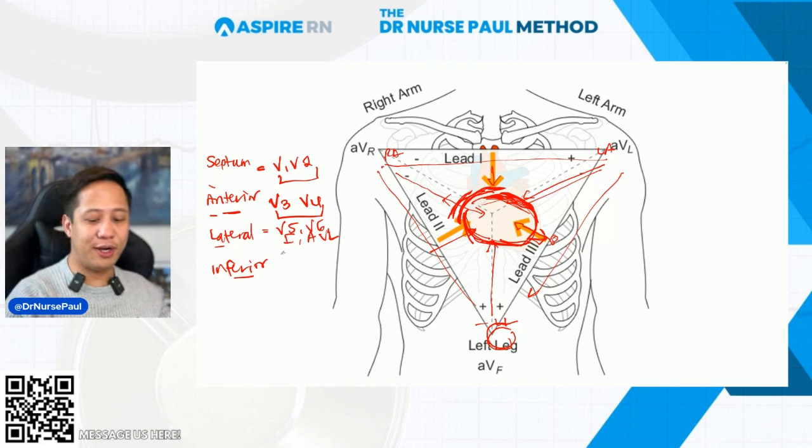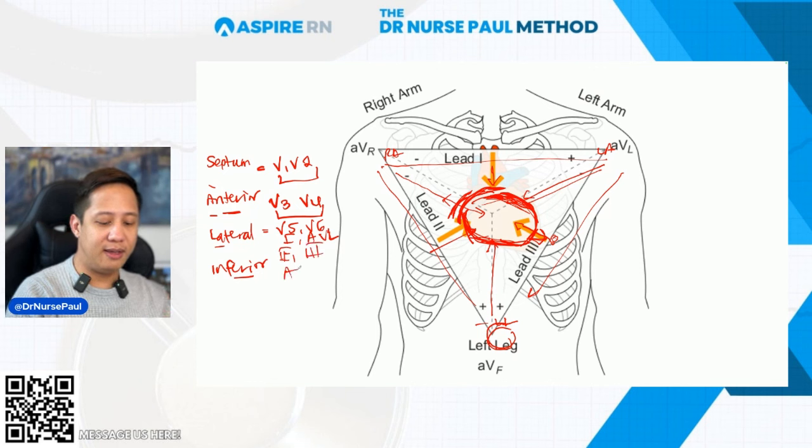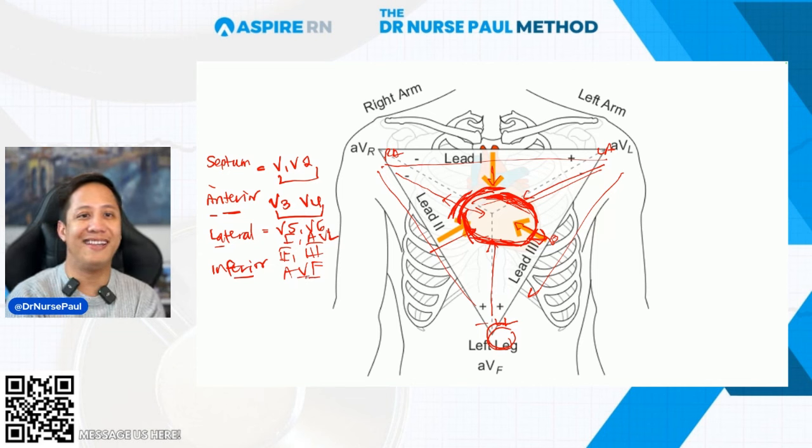And inferior is 2, 3, and AVF. Not L, I'm sorry, F. That's why foot, inferior, foot, inferior. All right? So that's it.